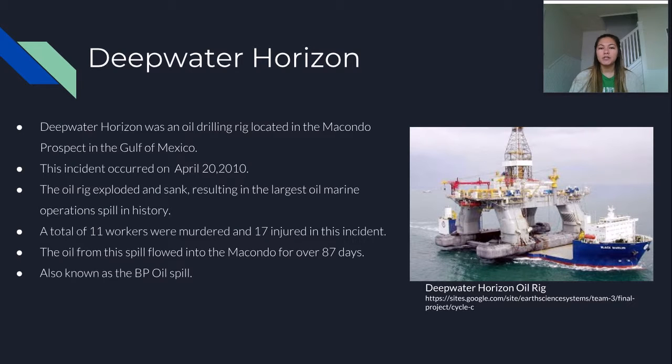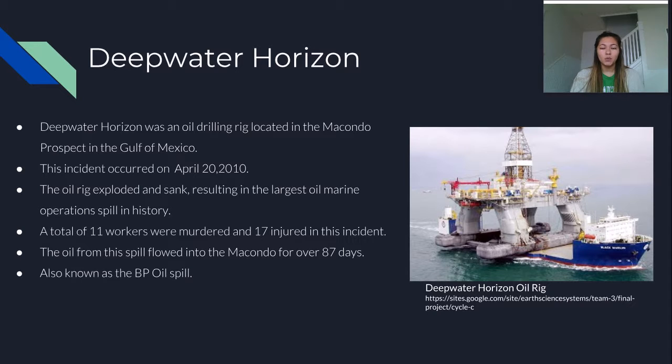So a little history behind Deepwater Horizon. Basically, it was an oil drilling rig located in the Macondo Prospect in the Gulf of Mexico. What happened was that the oil rig exploded and sank, resulting in the largest marine oil spill in history. This happened back in April of 2010. I'm sure many of you can remember it.